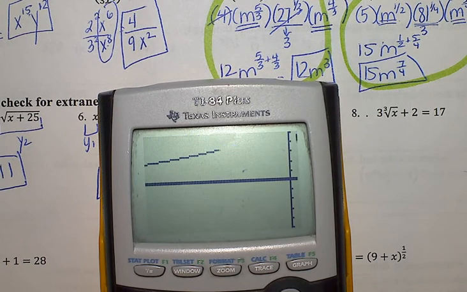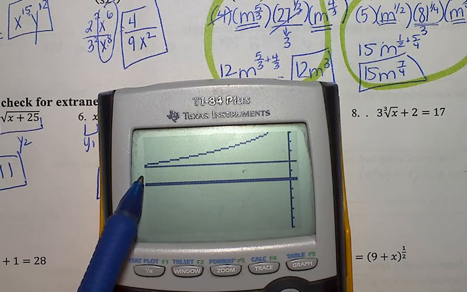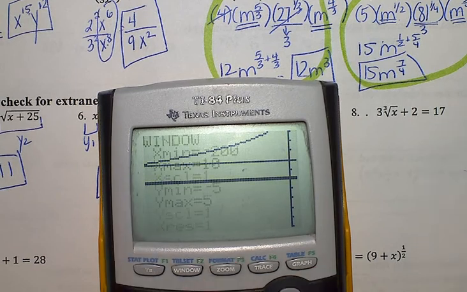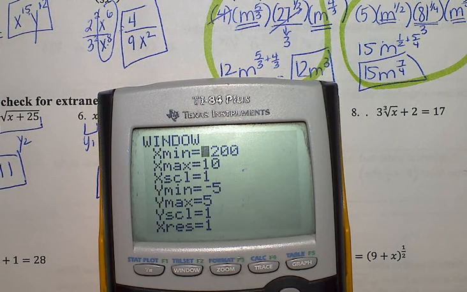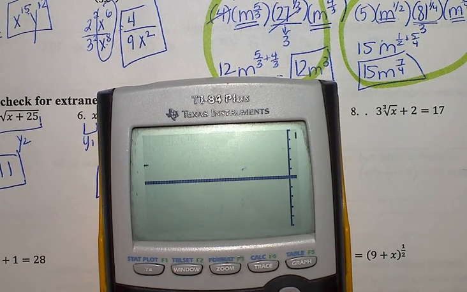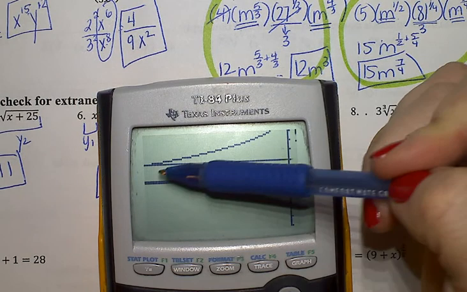Here's the cube root. Let's see if we're going to see where they cross. Okay, so they're really close right now. Do you see that? I'm at negative 200. I need to go just a little bit further. I'm going to do negative 225. This is where it appears to me they cross, right?